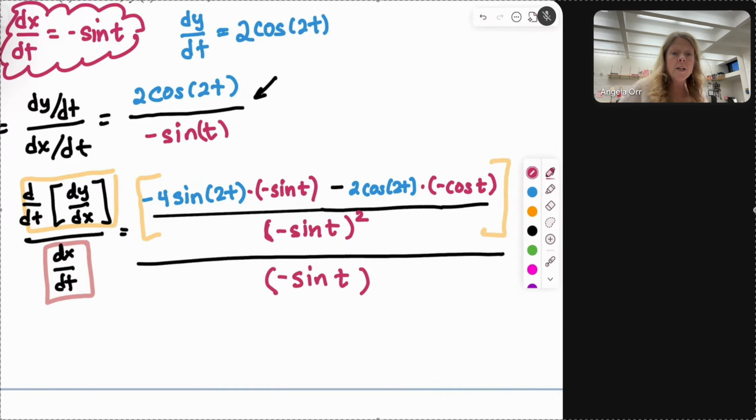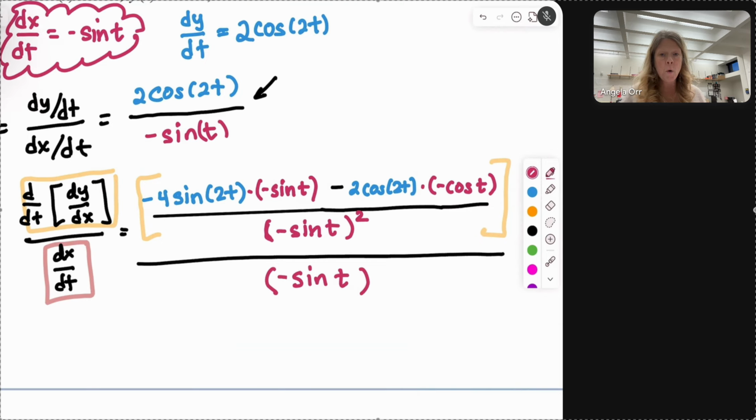Now, if we want to, we can simplify this, but we don't necessarily have to. It depends on what your purpose is. And so I'm just going to leave it in its unsimplified version, but it wouldn't be too big of a deal to simplify this.